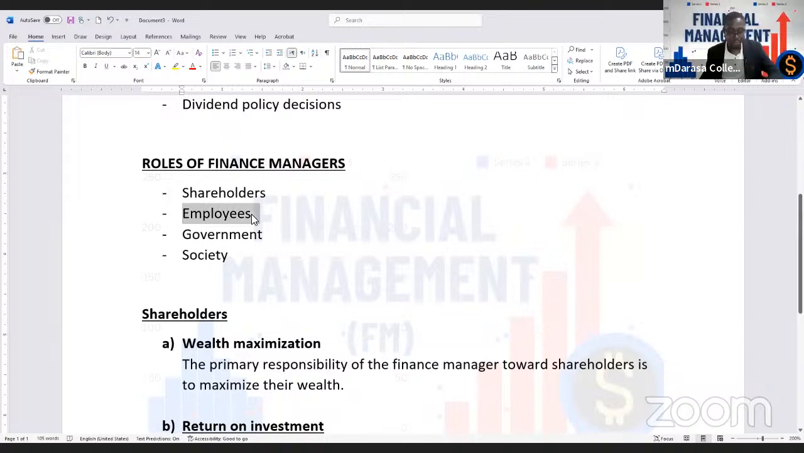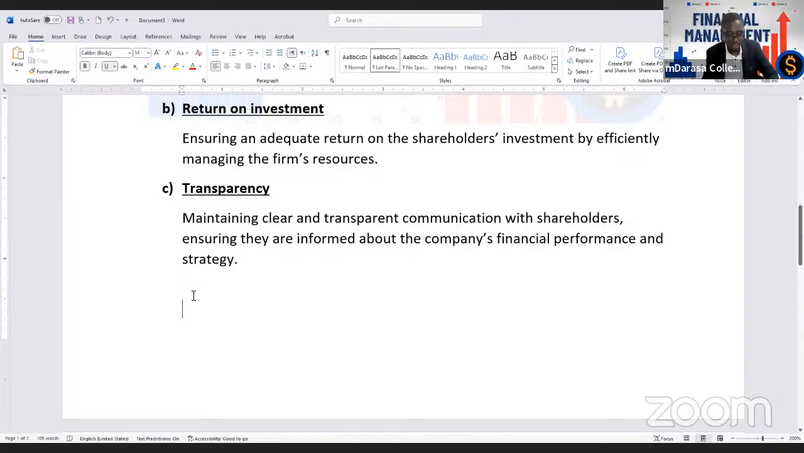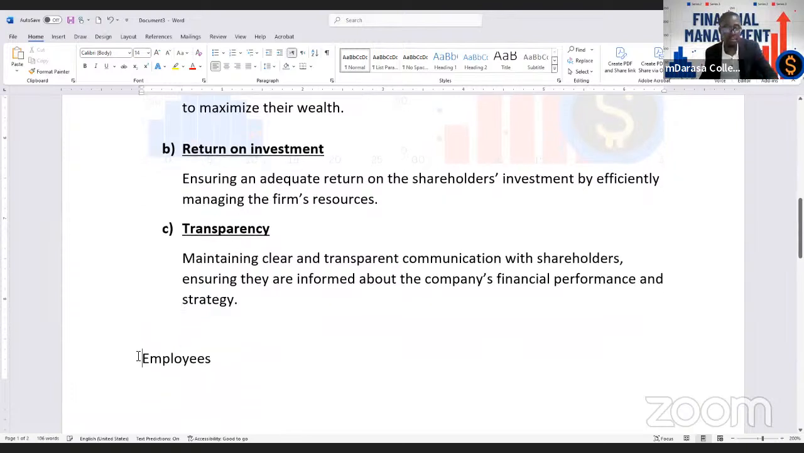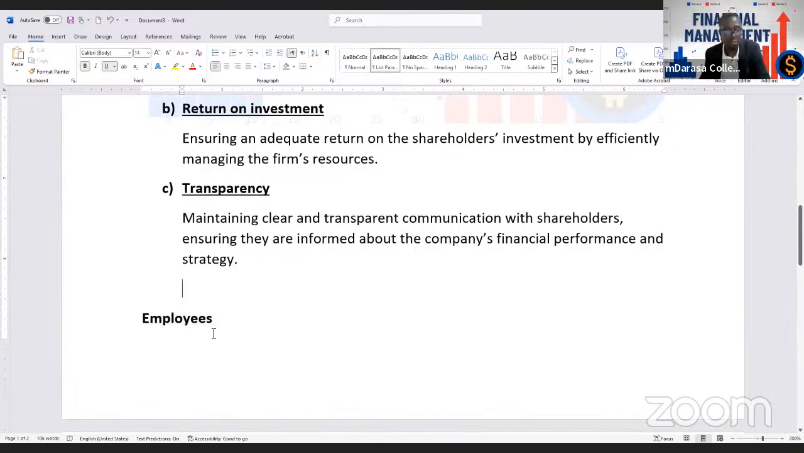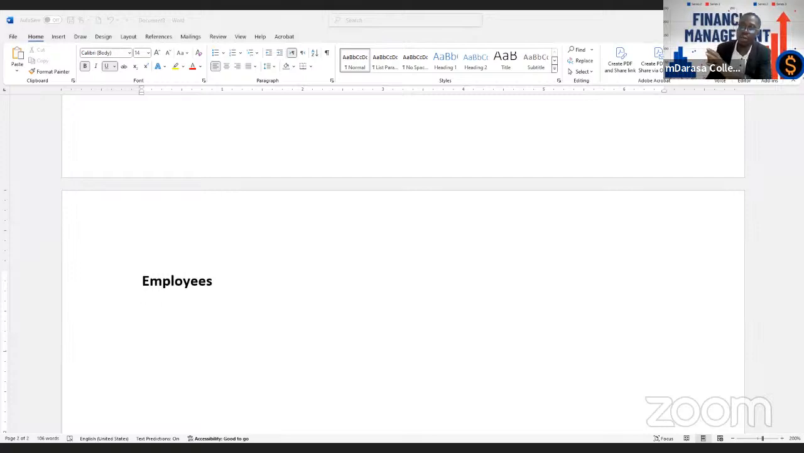Let us go to employees. What is the role of finance managers to employees? I know you have these notes. Whatever I'm giving you now is simply in a very brief manner. You have the notes already. I know we have explained them in detail, whatever notes Mwalimu shared. So looking at it in the case of employees, I want us to have a very open conversation right now in the next 1 minute.